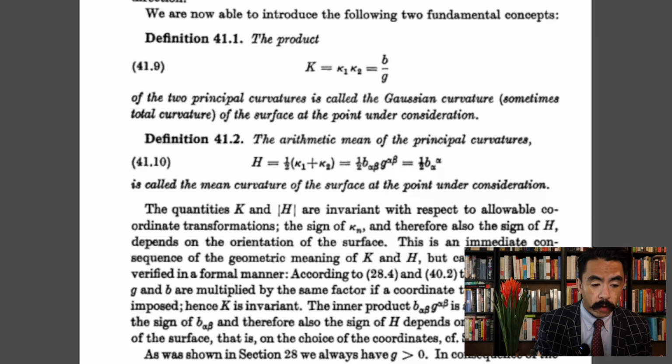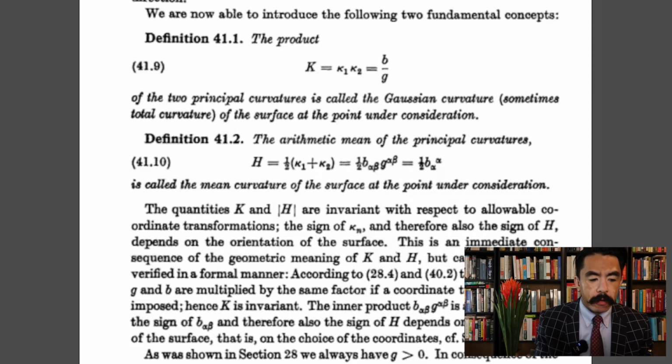And definition 41.2. The arithmetic mean of the principal curvatures, given by capital H, which is equal to 1/2 times the quantity kappa sub 1 plus kappa sub 2, is equal to 1/2 times b sub alpha beta times g superscript alpha beta, which is equal to 1/2 times b with the subscript alpha and also a superscript alpha. This is called the mean curvature of the surface at the point under consideration.